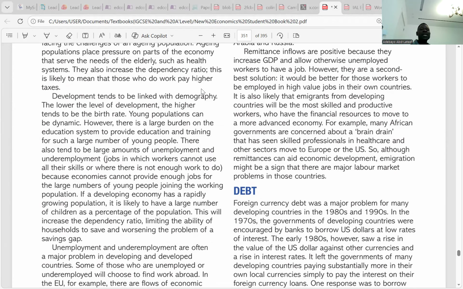If a developing economy has a rapidly growing population, it is likely to have a large number of children as a percentage of the population. This will increase the dependency ratio, limiting the ability of households to save and worsen the problem of saving gap.